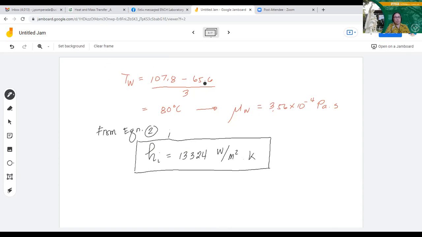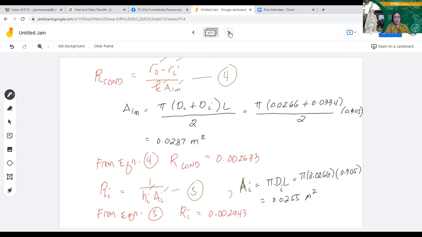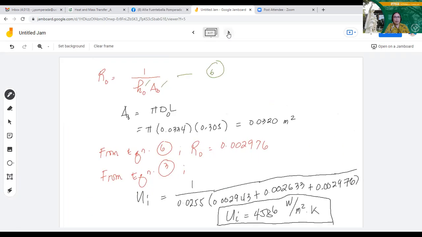But by the way, this is suggested by the author of the book, meaning it's safe to assume it this way. The value that you are most likely to get when you use this suggestion is nearer the actual value that you will be later on getting when you do the checking. So before we go to letter C, we will first check, okay? We'll do the checking whether the 80 degrees Celsius is acceptable as the wall temperature where we based our viscosity with the subscript W. Because if it's not, then our answer, of course, will be affected. So we'll go to the checking.